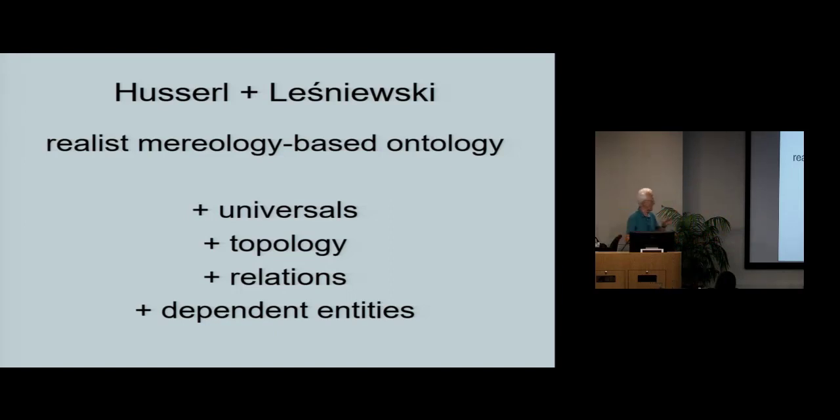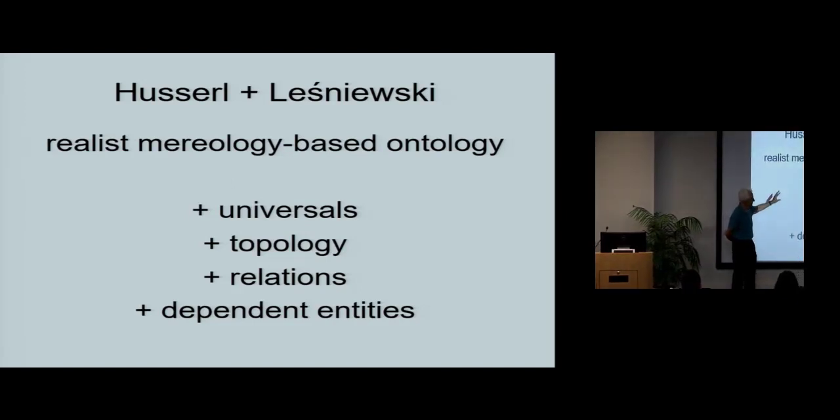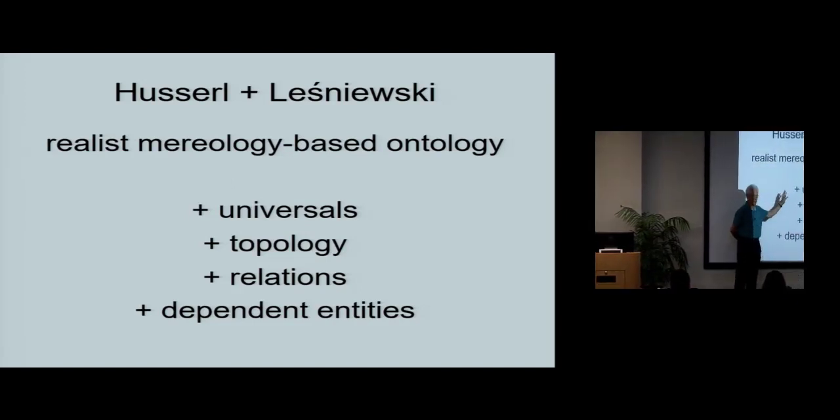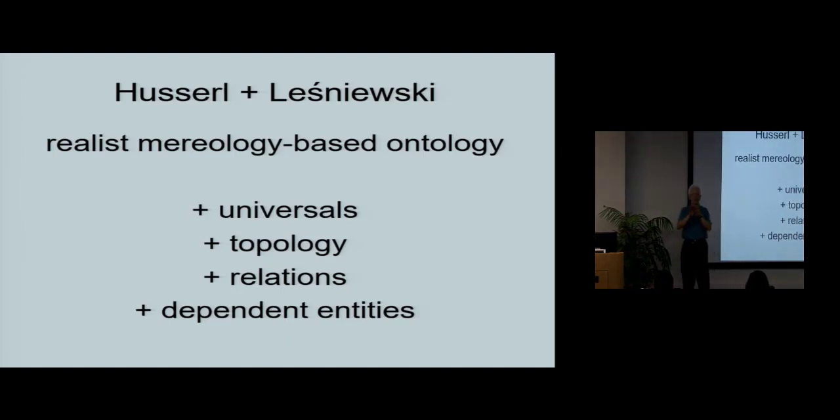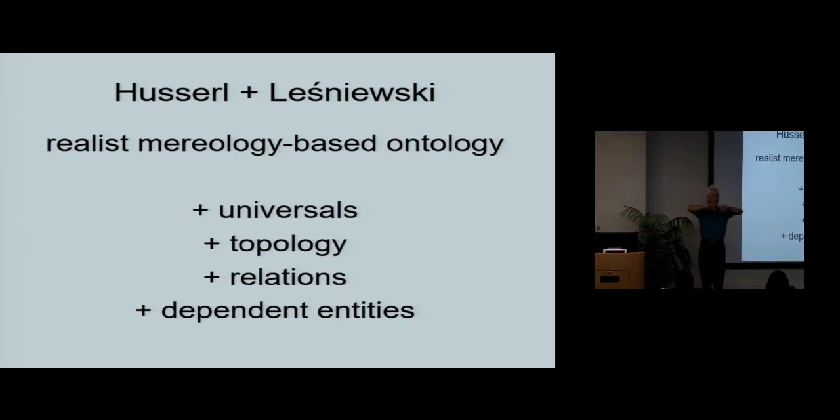Now, Husserl had a theory of universals, he had a theory of topology, he had a theory of relations, and he had a theory of dependent entities. Lesniewski had some of this, but not all of it. And all of this is part of BFO in one way or another. So it's not all of topology, he has some topology. So topology means boundaries and continuity, when one thing is continuous from one place or time to another.